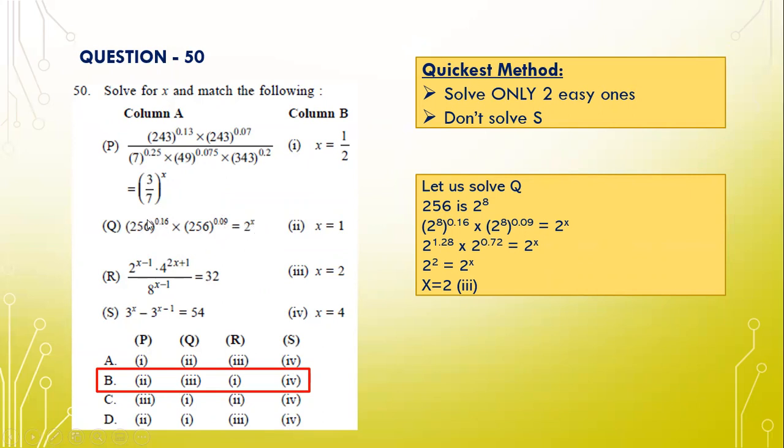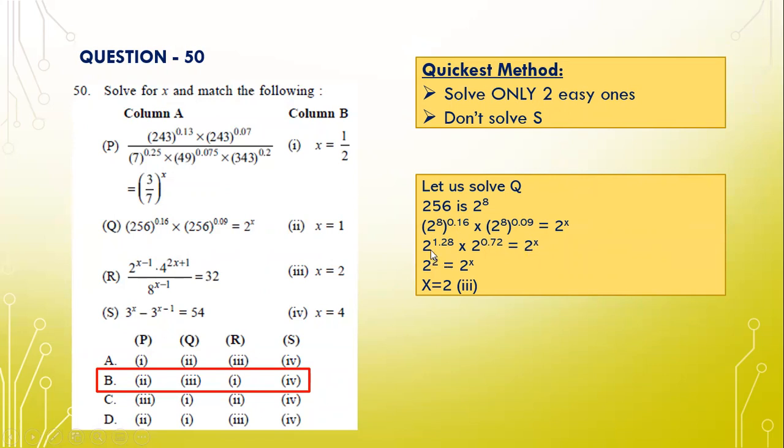What is 256? 256 is 2 raised to 8. So 2 raised to 8 whole raised to 0.16 into 2 raised to 8 whole raised to 0.09 is 2 raised to x. So again, what is a raised to b whole raised to c? It will be a raised to b into c, b multiplied by c. So 8 multiplied by 0.16 is 1.28. So 2 raised to 1.28 into 2 raised to 8 whole raised to 0.09. So 8 into 0.09 is 0.72.